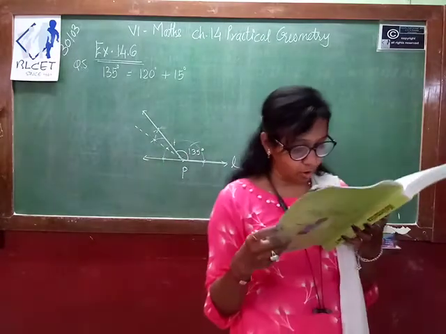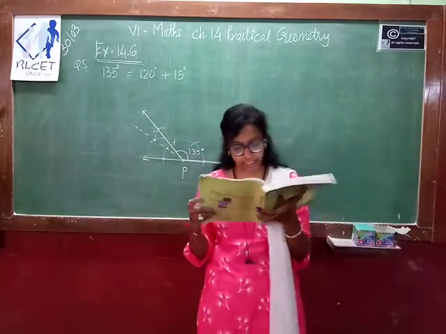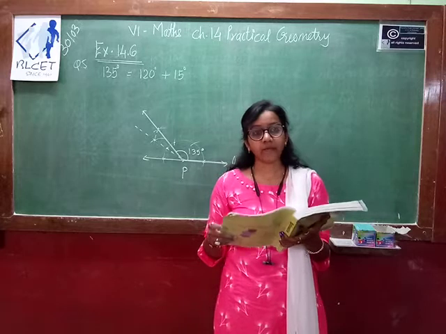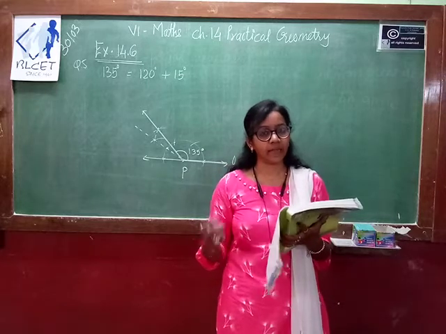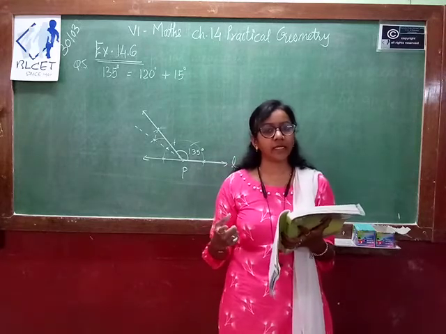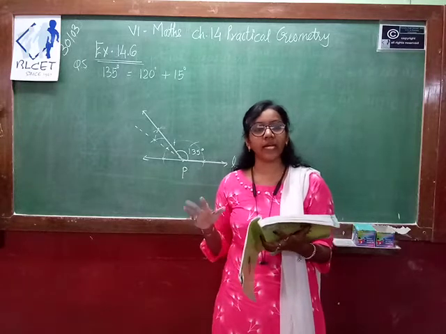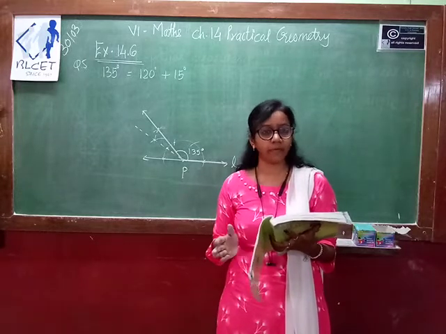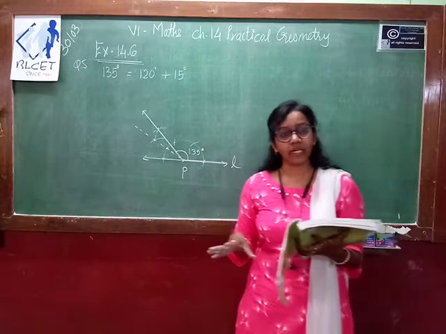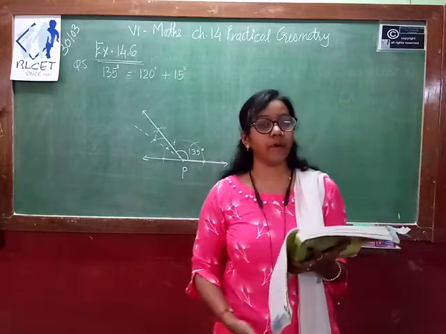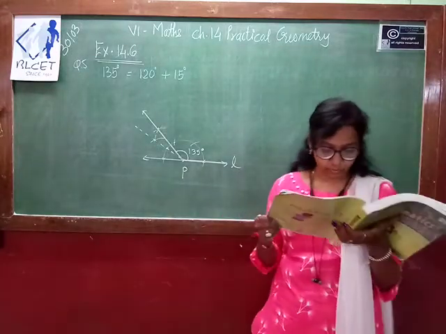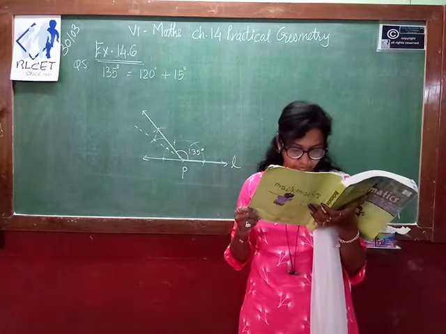Next question: draw an angle of measure 45 degree and bisect it. We know how to construct 45 degree. First you have to construct 90 degree. Bisect 90 degree, you get 45 degree. This much we have completed. Whatever 45 degree you now have, you again have to bisect. You know how to do that, so you can do it by yourself.